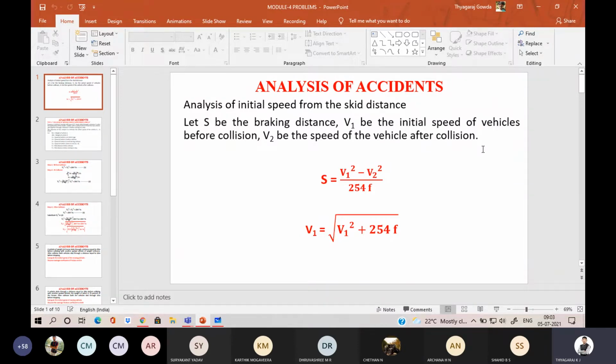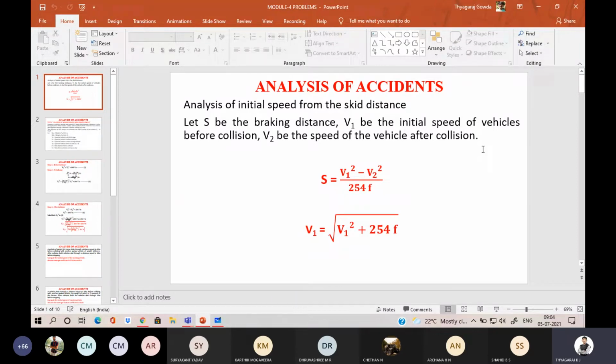Yes, sir. Okay, note down the formula on the first slide. S is equal to V1 square minus V2 square divided by 254 F. This is the formula we get from basic physics, that is V square is equal to U square minus 2AS. Using that formula we have got this equation, S is equal to V1 square minus V2 square divided by 254 F. So kindly note down the formula.